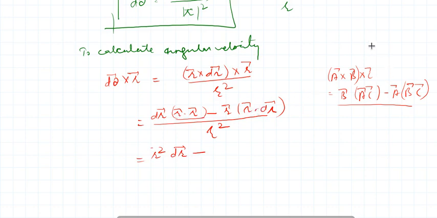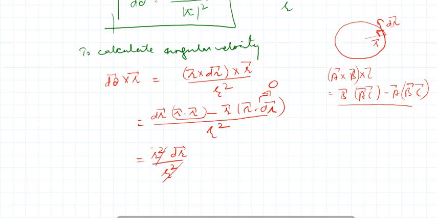If I look at the diagram, this is r vector and dr is along this direction. So both are perpendicular. So this makes this quantity 0, because r dr cos theta, and cos 90 is 0. So it is r square dr over r square, right? And this will cancel out.